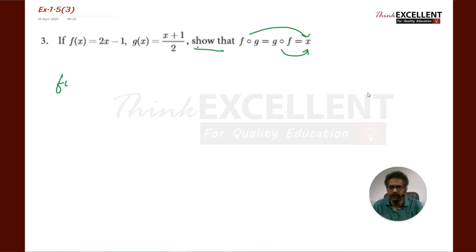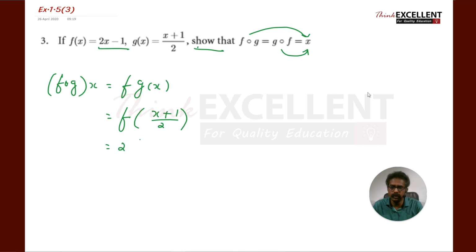So first you find f composition g of x. That is f of g of x. That is f of, what is g of x? It is given, x plus 1 by 2. Now we know, put this value in f. So what is f here? 2x minus 1. Instead of x, you write x plus 1 by 2, right? So here 2 and 2 get cancelled. So you are getting x plus 1 minus 1. Now this plus 1 and minus 1 cancel. What's your answer? x. So this is the answer for the first part.